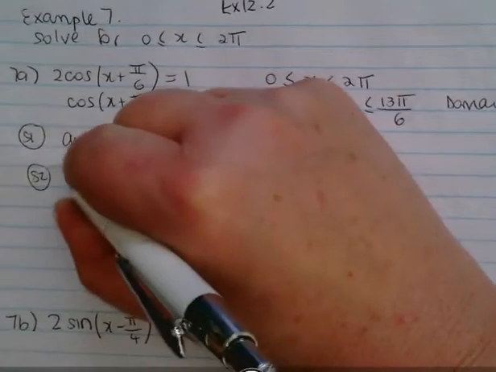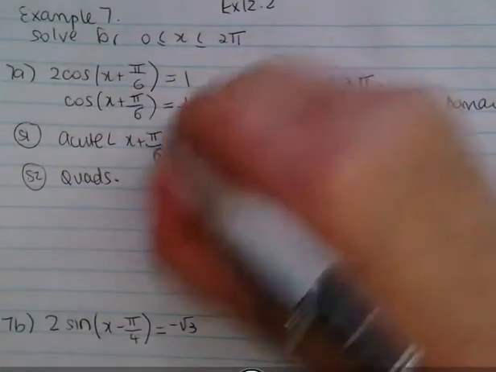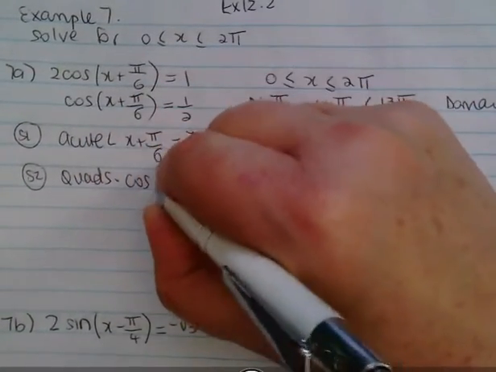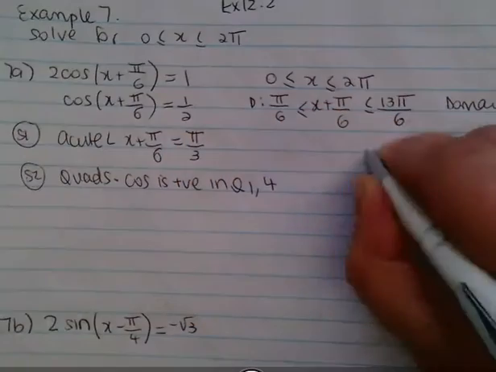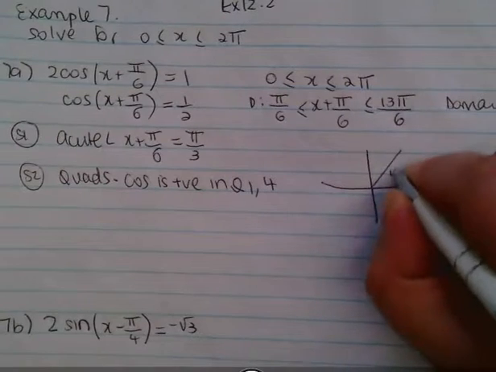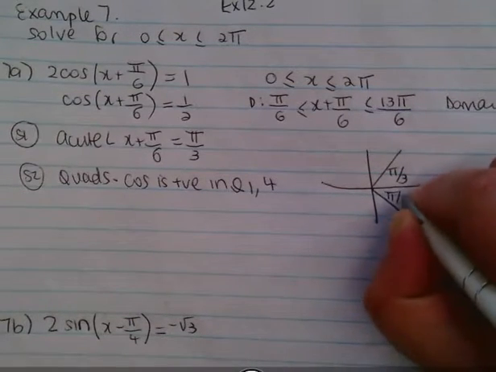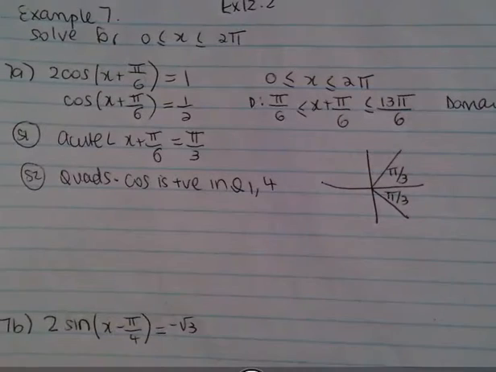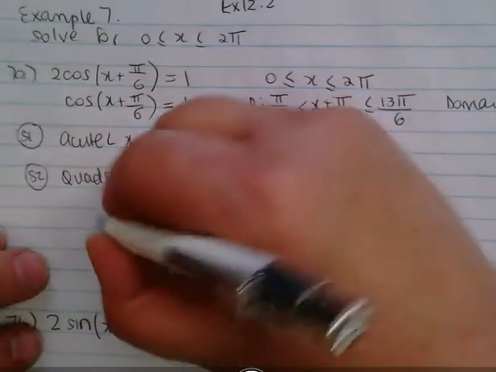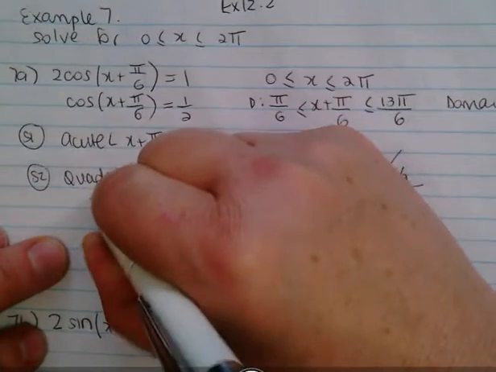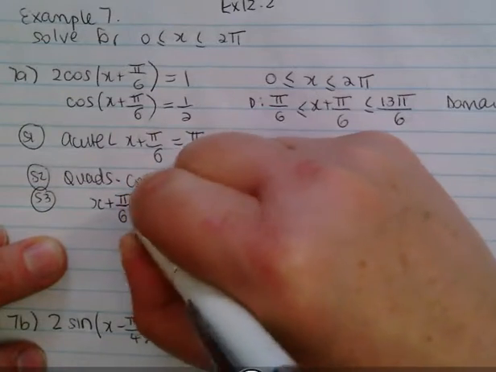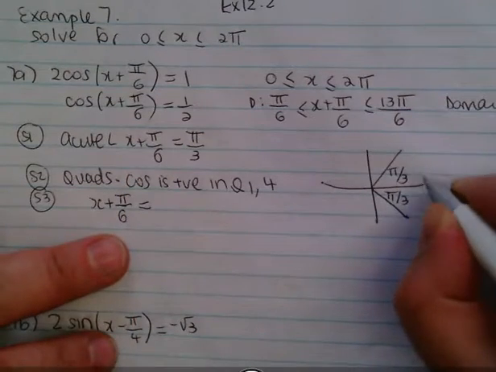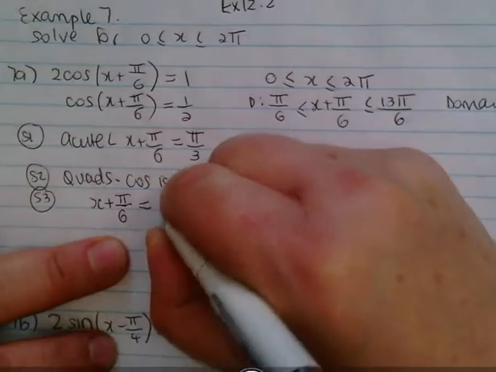Step 2 is to look at the quadrants. So our quadrants, cos is positive. Cos is positive in quadrants 1 and 4. So therefore we've got the acute angle of pi on 3 in quadrants 1 and 4. Please make sure that you do draw a diagram, makes it a lot easier. So therefore my solutions for step 3 are that x plus pi on 6 will be the quadrant 1 result, which is pi on 3.